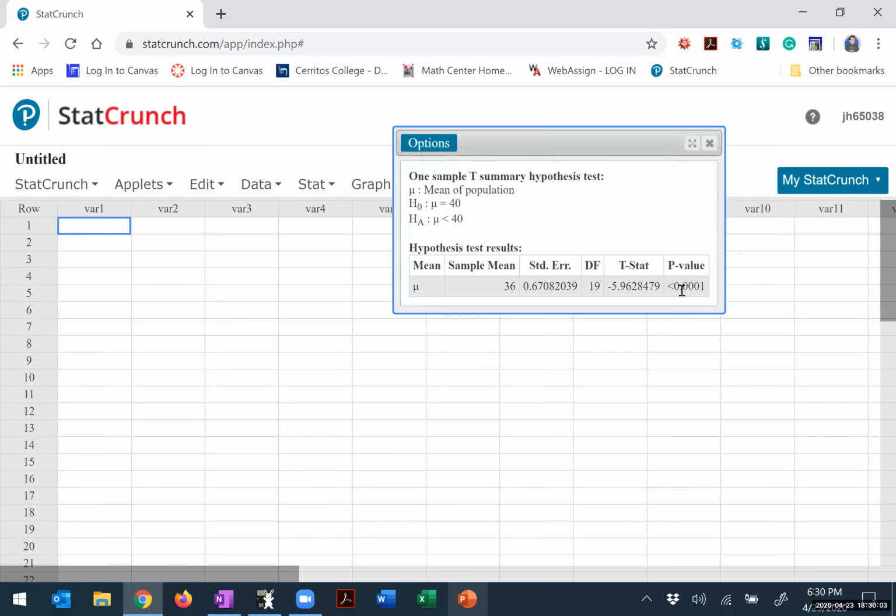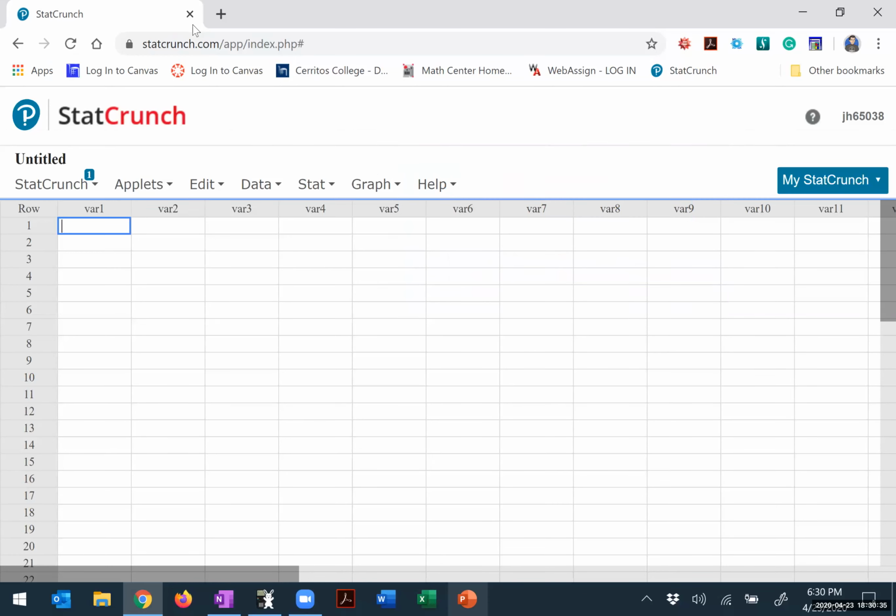Is 0.000046 or 49 less than 0.0001? Yes. So StatCrunch gives you a little bit less accuracy than the calculator, but for all intents and purposes, we would still reject the null, because these values are so super low. So that's how we would do it on StatCrunch.